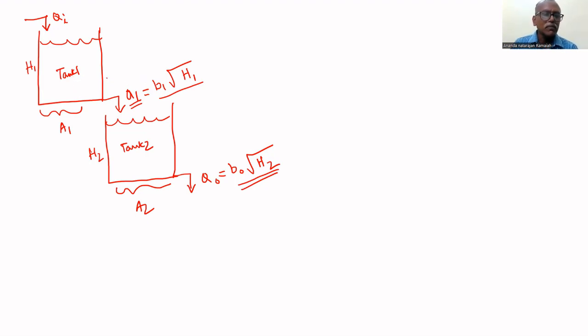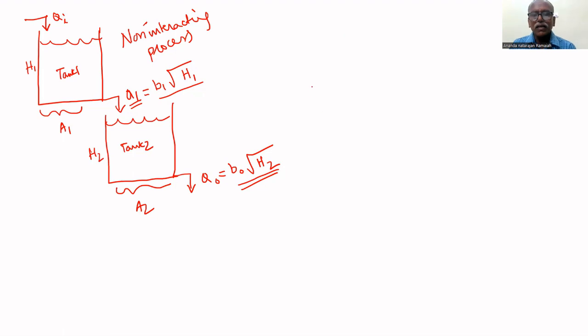But the outflow rate of the first tank is independent of the level in the second tank. Similarly, the outflow rate of the second tank is independent of the level in the first tank. That's why it is called a non-interacting process.